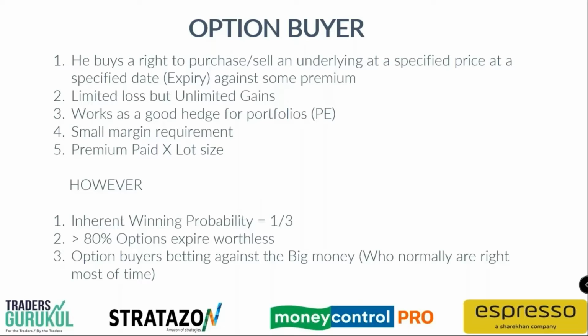But what is the problem in option buying? The inherent winning probability is 1/3. So out of 3 times, your probability of winning is 1/3. And more than 80% of options expire worthless. Option buyers are betting against the big money, who normally are right most of the time. And who is the big money? Who sells?